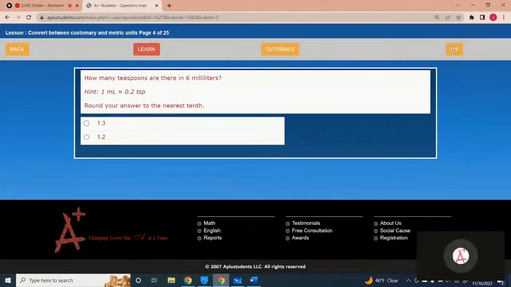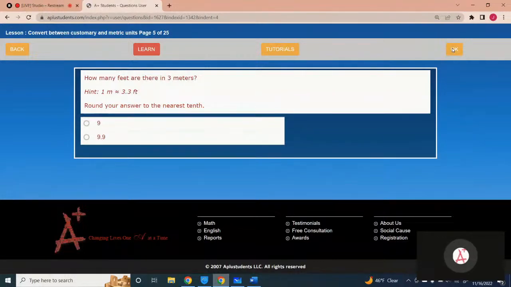Okay. The next one is how many teaspoons are there in 6 milliliters? Very good. So you need to calculate the teaspoons in 6 milliliters. We know that in 1 milliliter we have 0.2 teaspoons. Got it? So in 6 milliliters you have to do 6 times 0.2. Yes, it is 1.2. Very good. Just select the correct option and then click on the OK button.